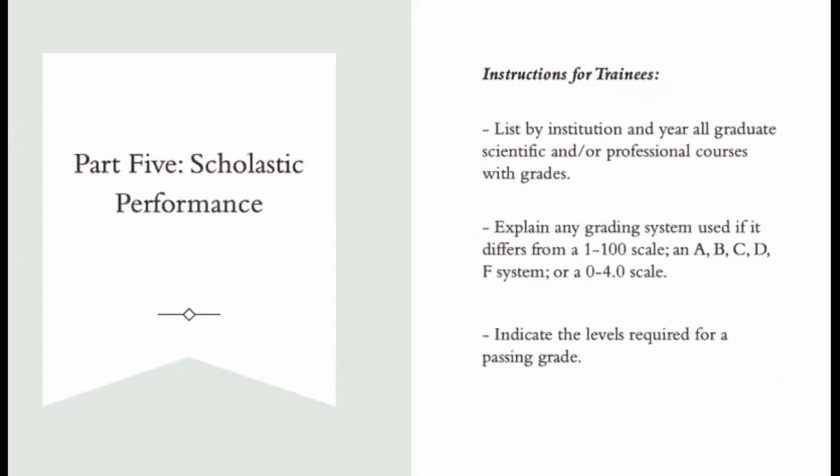Part 5, scholastic performance, is not required in every biosketch. Check your grant RFA for guidelines. The instructions for trainees are as follows. List by institution and year all graduate scientific and/or professional courses with grades. Explain any grading system used if it differs from a 1 to 100 scale, an ABCDF system, or a 0 to 4.0 scale. And finally, indicate the level required for a passing grade.